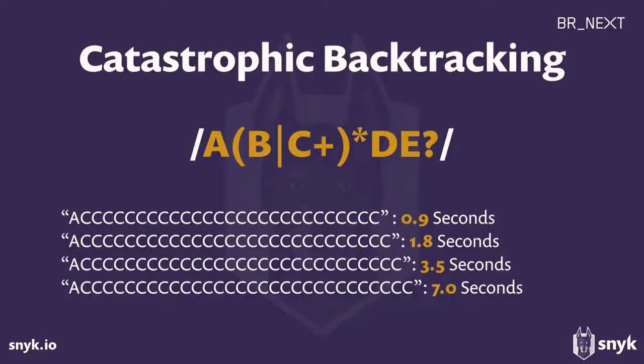Let me switch back to the slides a moment and show you an example of this, in an aptly named problem in regular expressions referred to as catastrophic backtracking. You look at this regular expression, and it seems pretty simple, right? It's just A, B, C, D, E, and you can have more of the C occurrences, and then maybe a wildcard. But what happens here is the regular expressions are very stubborn.